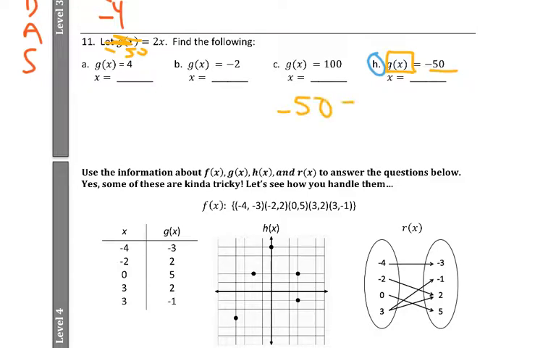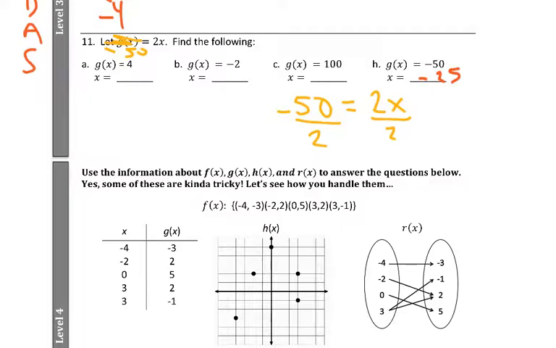I'm going to take out the g of x and put a negative 50 in its place, because that's how much I know that already. That's kind of like a substitution problem. And then to solve for x, I divide both sides by 2. And what that's saying is, hey, if you really want to get a negative 50 out of your machine, you've got to plug in a negative 25.